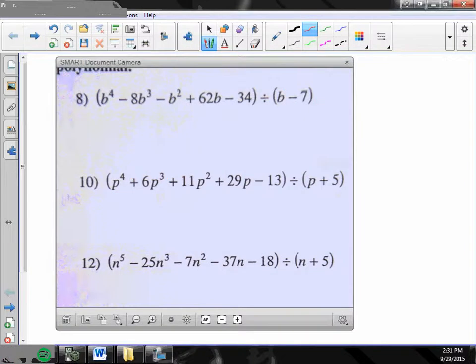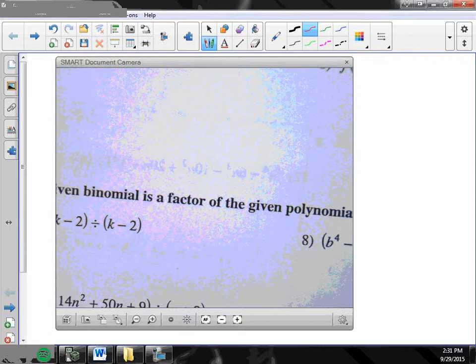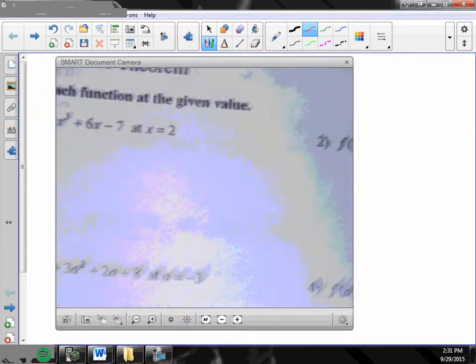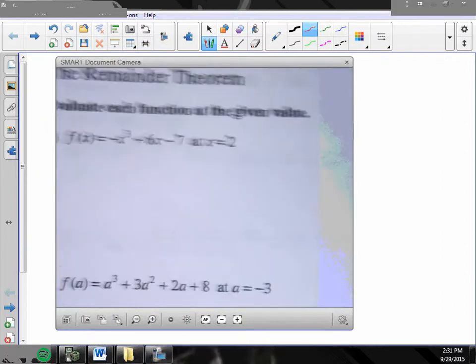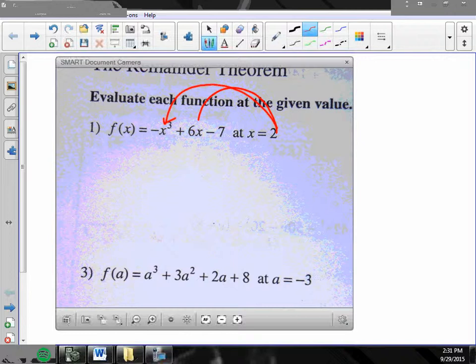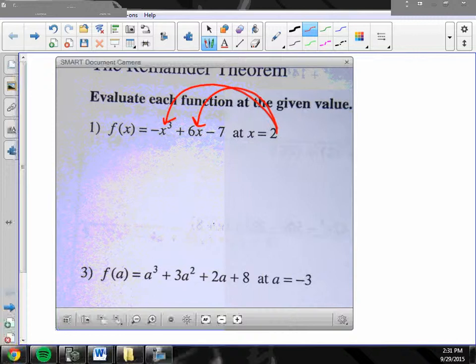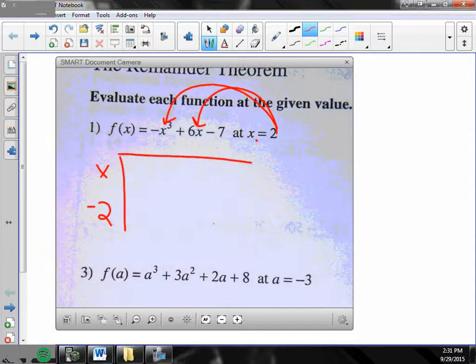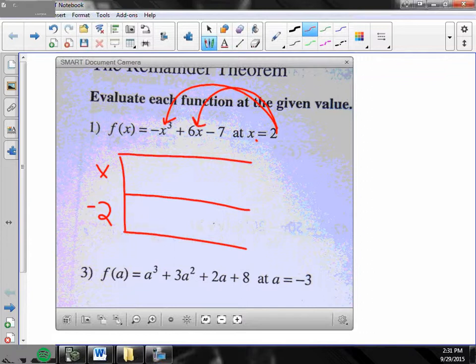So now we can go back to number 1, and it says, evaluate the function at each value. So I could take 2 and stick it in there, and calculate it. But I want you to do this using division. The long way to do it would be to turn this into a factor, x minus 2, and do the box. Okay, and then what will your answer be?